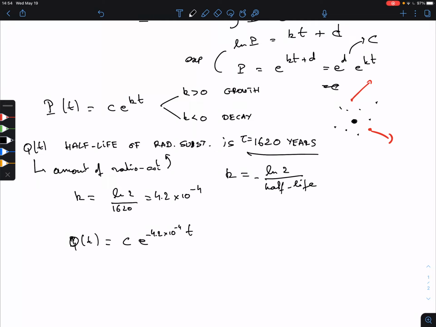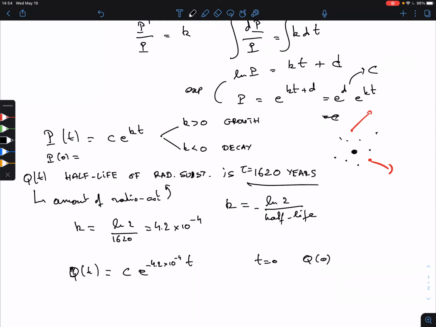Okay. And what is C here? Well, C is the initial condition. So at time t equals 0, this is what we call Q0, the value at the starting time, the initial population, the initial concentration. It's very easy to see if you plug this in here. P of 0, of course, is just C, so C is just P of 0, the initial population, the amount at time 0. So let me fill that in here, P0, and here we would have Q0.